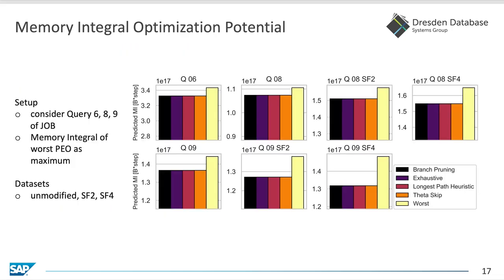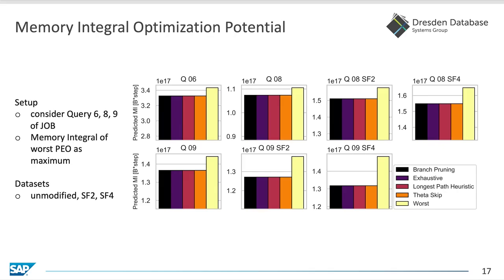The setup for memory integral optimization potential considers queries 6, 8, and 9 of the join order benchmark. The memory integral of the worst PEO is taken as the maximum in our diagrams here. The datasets are the unmodified dataset, the SF2, and the SF4 dataset.